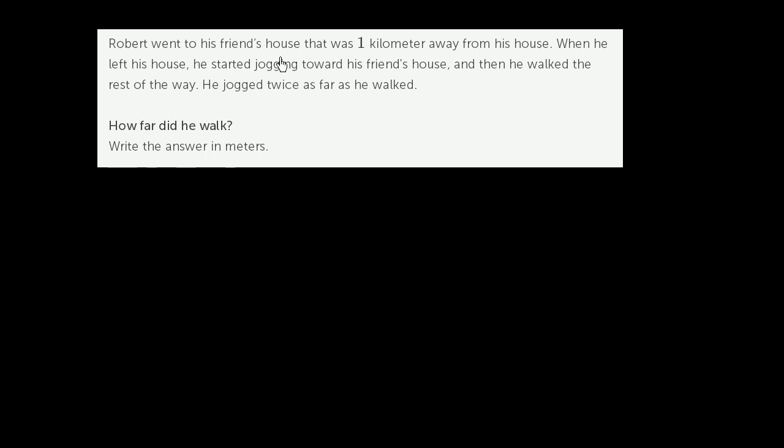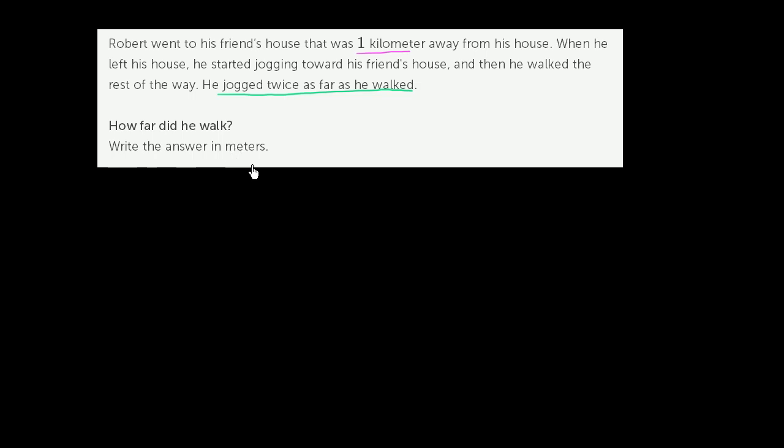Robert went to his friend's house that was 1 kilometer away from his house. When he left his house, he started jogging toward his friend's house, and then he walked the rest of the way. He jogged twice as far as he walked. How far did he walk? Write the answer in meters.